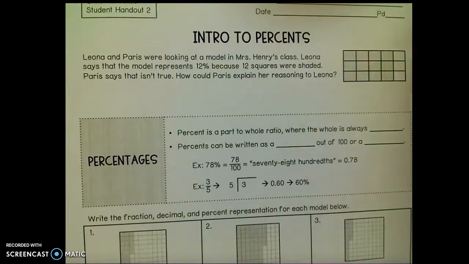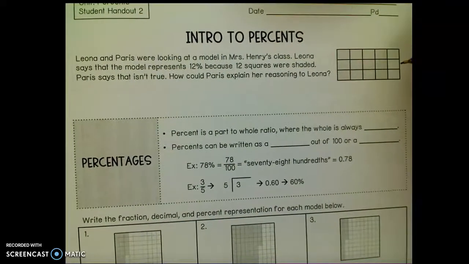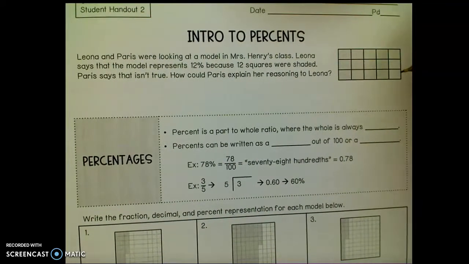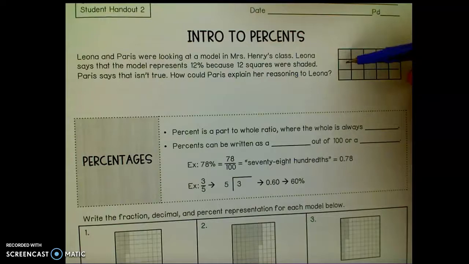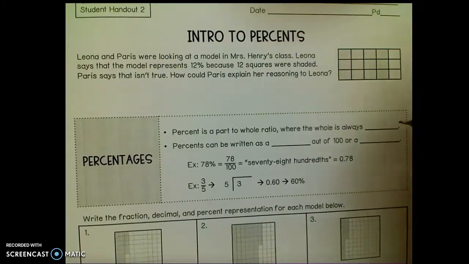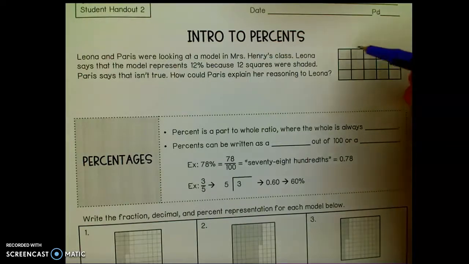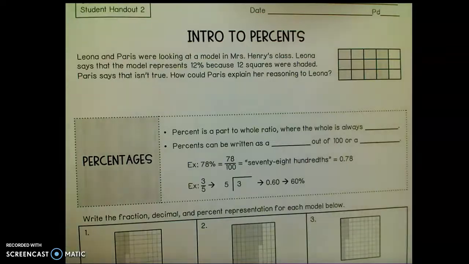Okay, so looking at this example right here, Liana says that because 12 boxes are shaded, this equals 12%. Liana is wrong, but we need to correct her. So I'm going to pause the video, and so are you, and you are going to tell me what percent is shaded. Hint, it's not 12.